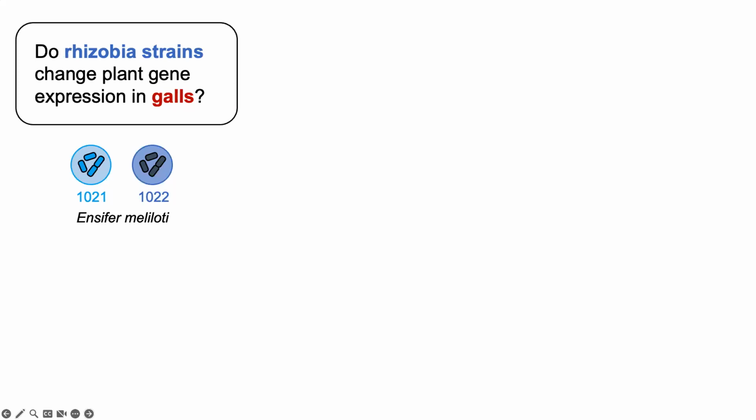The first thing that we wanted to ask was whether rhizobia strains change plant gene expression in galls. So if you look at the genes that are turned on in a gall, do you see different genes turned on and off when plants have rhizobia A versus rhizobia B? For this experiment, the two rhizobia strains we used were both strains of a species called Ensifermella lodi. We used a strain called 1021, which is notoriously a poor nitrogen fixer, and 1022, which is a good nitrogen fixer.